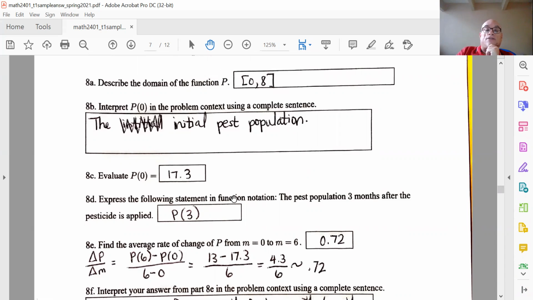Here's another question, again, not a calculus question. It just says express the following statement in function notation. The pest population 3 months after the pesticide is applied.